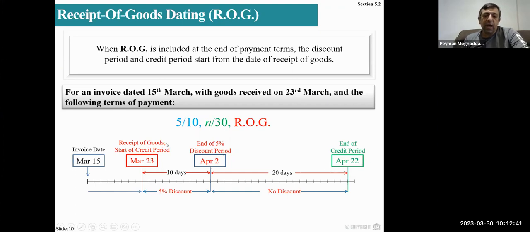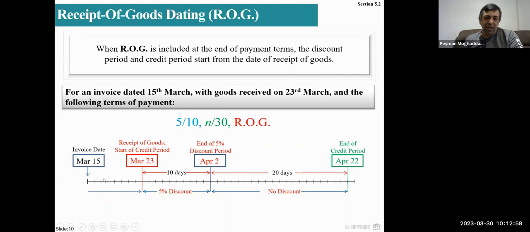So now you put a 5% discount from March 3rd to April 2nd, right? So the first discount period is 10 days, and then from April 2nd to April 22nd, you get no discount.